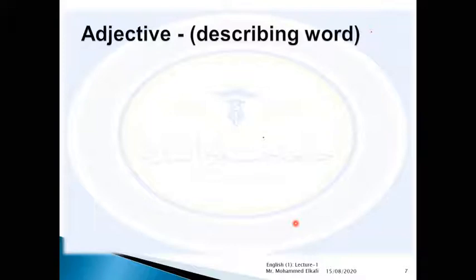The third part of the speech is an adjective. We say adjective as singular, and adjectives as plural. So an adjective is generally a describing word. This is its job. The job of an adjective is to describe a word.